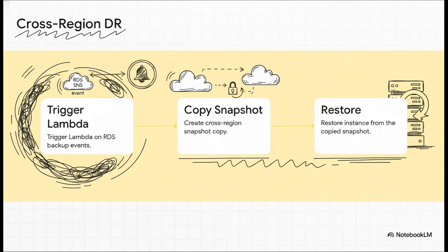A brilliant exam pattern to look out for involves using Amazon SNS topics to listen for RDS backup events. When a backup finishes, it triggers an AWS Lambda function that automatically creates a cross-region snapshot copy. Then, another Lambda function is queued up to instantly restore that instance in your failover region. It's totally hands-off and guarantees your RTO.